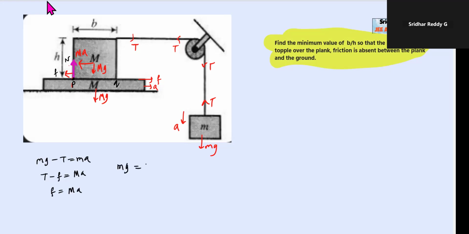Mg equal to M plus 2M into a. So a equal to Mg by M plus 2M. This will be g by 1 plus 8, or the acceleration which is equal to g by 9.